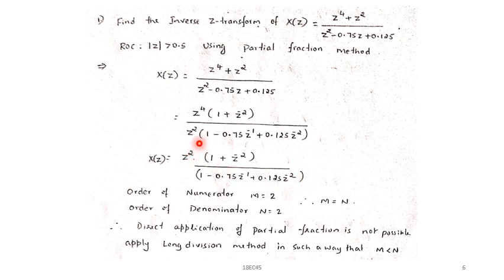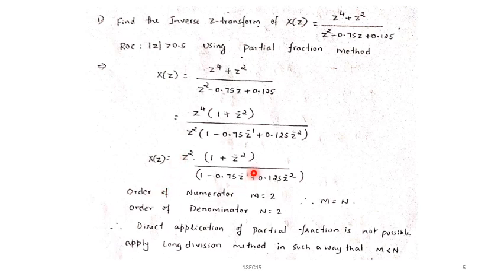So I'll consider this particular term separately. Then I'll apply the partial fraction method, and this z square I'll consider at the last section. I'll use the time shifting property, and by using the time shifting property I'll obtain the inverse z transform.